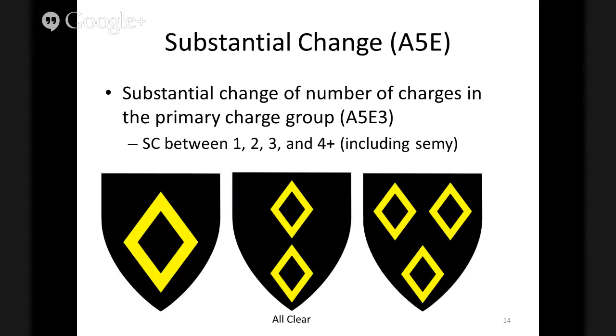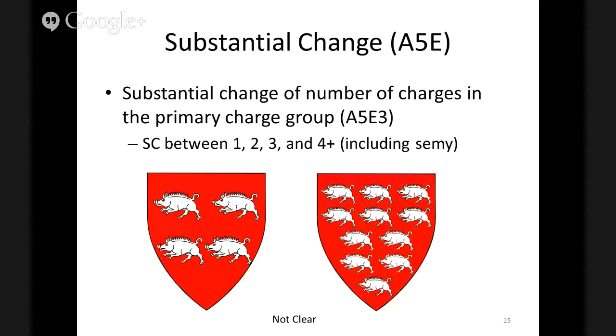Substantial change of number of charges in the primary charge group. For substantial change, we count 1, 2, 3, and many. Anything more than 3 is the same, including semé. So all three of these are clear of each other. 1 mullet, 2 mullets, 3 mullets. They're all clear of each other by substantial change of number. How about these two? Are they clear? No. 4 and lots is the same for this purpose.